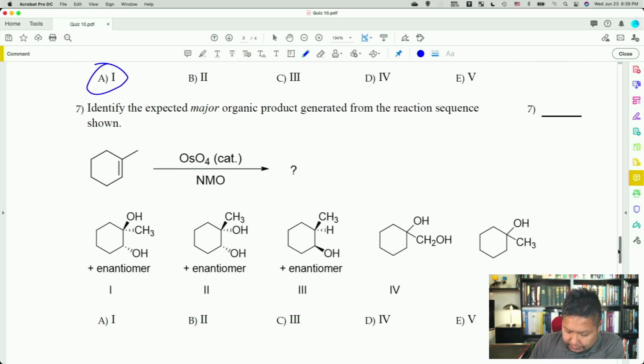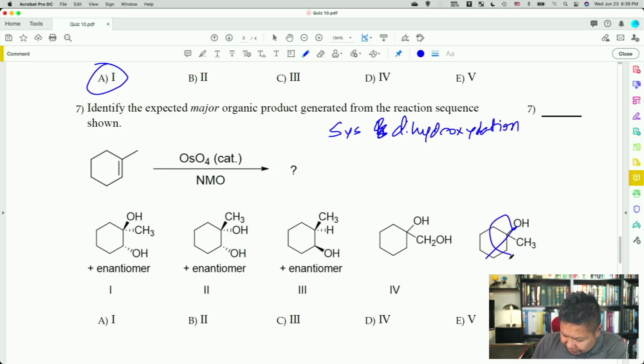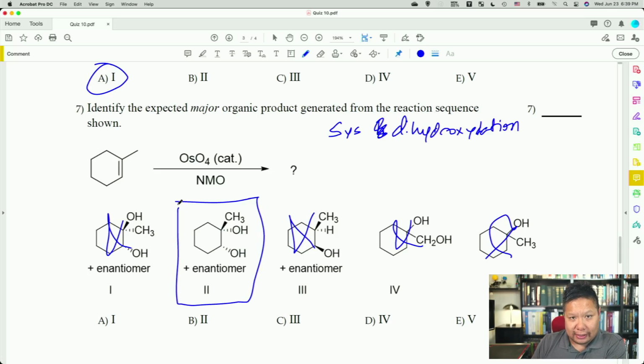A. We have another syn dihydroxylation here, this time with osmium tetroxide. Again, that's not syn addition, that's not syn addition, that's not syn addition, and that's not syn addition. This one here is the only one that has the 2 hydroxyls on the same side. So the answer here is B.